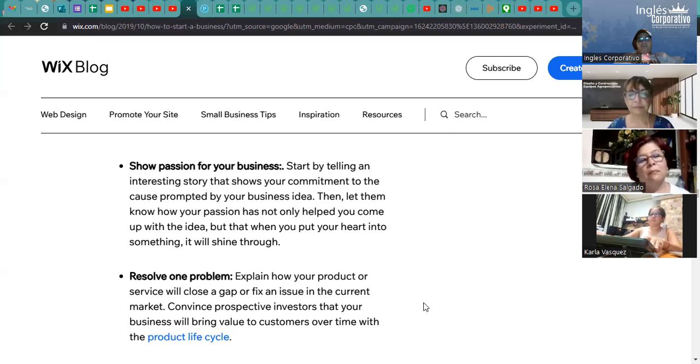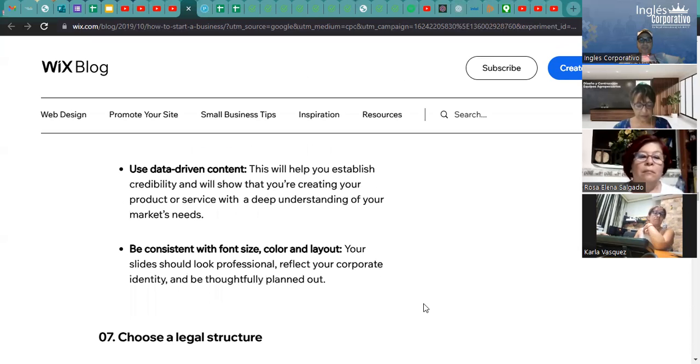That you are going to have 4 minutes for you to explain, convince people. So you need to be straightforward and speak about certain things. For example, how passionate are you about your business, right? Because if you put the heart into the business, they will believe the idea that you want. Resolve one problem, definitely the product or service has to solve a necessity for the market people, right? Use data-driven content is also very important because you can research and put some data together, right? The percentages, yes, of how it's the market behavior, things like that. And be consistent. That is also very, very important.